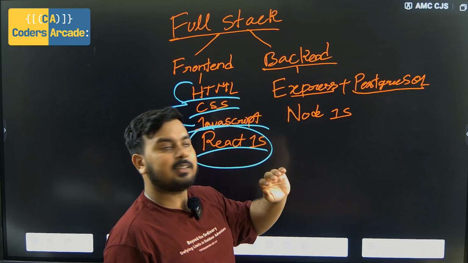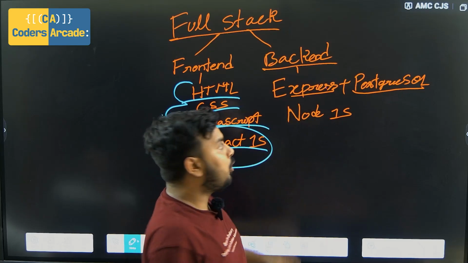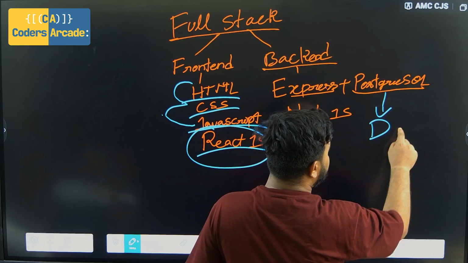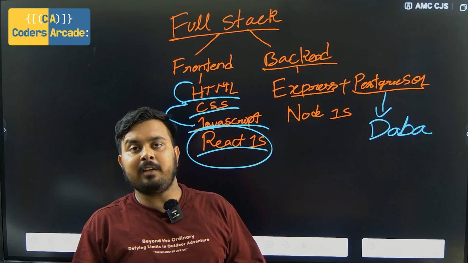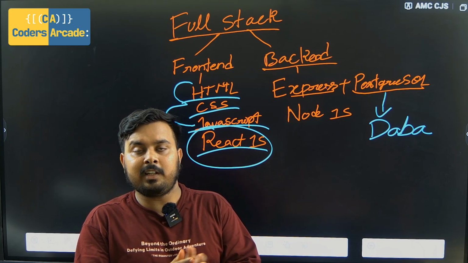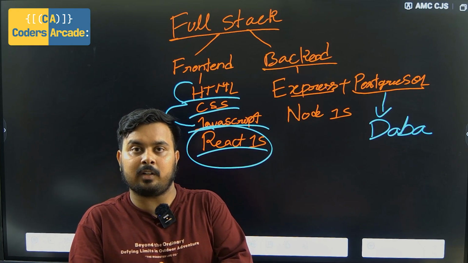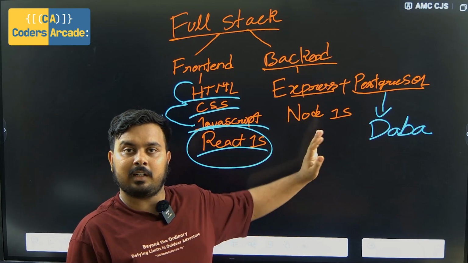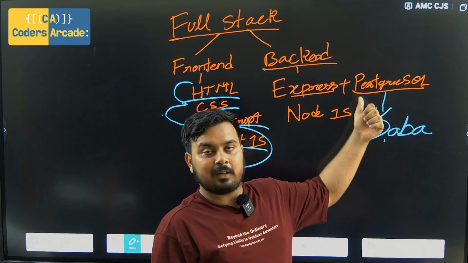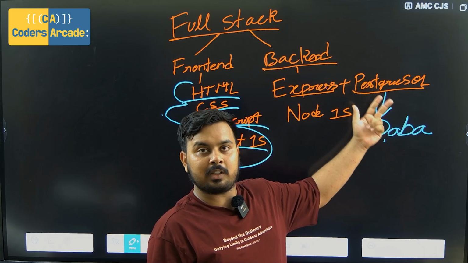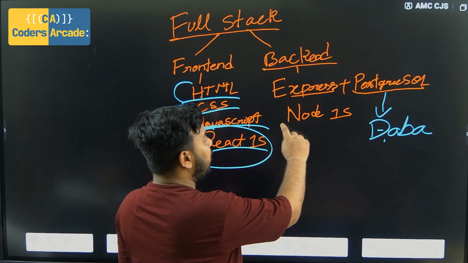In the backend part, we are going to see Express, PostgreSQL, and Node.js. PostgreSQL we are going to use for our database. Why do we need a database? Simply, if we are doing something, we need to store it somewhere. We need to store collections of items, lists, and all such things in our database. For that, which database can we use? PostgreSQL. There are multiple databases: MongoDB is there, MySQL is there, NoSQL is there. But this time we are going to see PostgreSQL and Node.js.